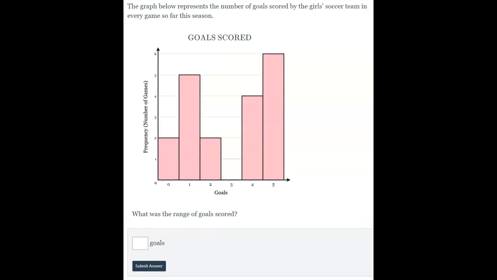So it says the graph below represents the number of goals scored by the girls' soccer team in every game so far this season. What was the range of goals scored? So 5 was the most goals scored, and 0 was the least amount of goals scored. So we take 5 minus 0, and we get 5.